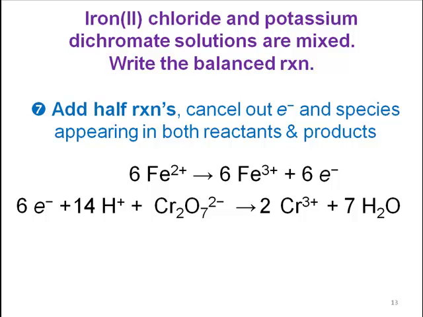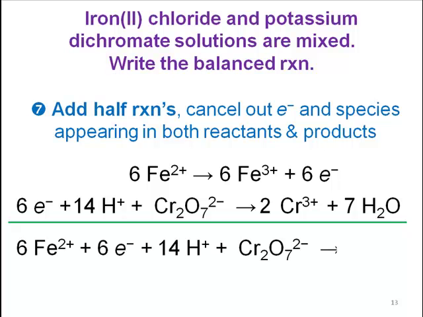So you're going to add the two reactions together and cancel out electrons and species appearing in both reactants and products. Species are either an ion or a compound or a molecule, and then electrons are the electrons in there. So we add them up. We just add up everything that's on this side and write it down, and then everything on the product side and write it down.